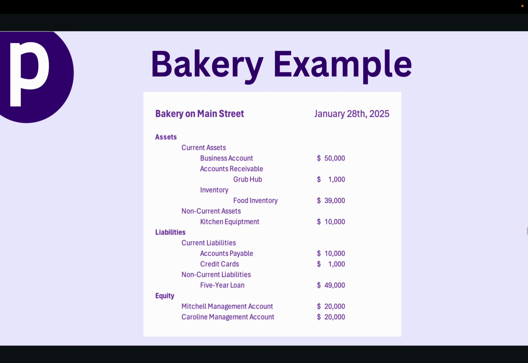What's left over when we take our assets and subtract the liabilities is $40,000 in equity. We're splitting that between two owners, $20,000 each for myself and the other owner of the business. This is a typical balance sheet example, but we'll go more in depth in a webinar that we're hosting.